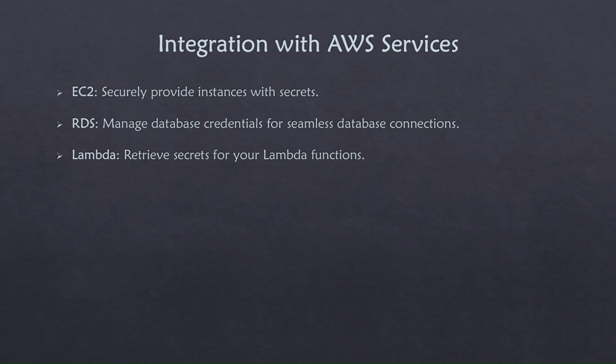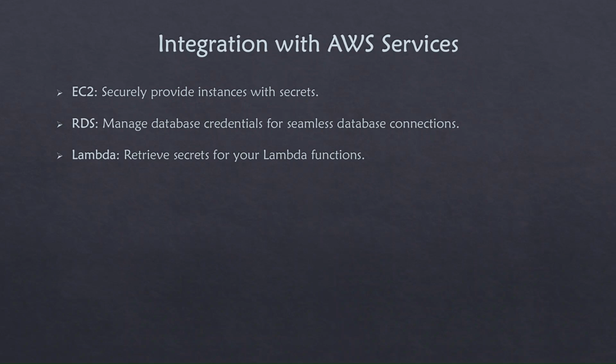The next we have is RDS. AWS Secrets Manager is commonly used to manage database credentials for Amazon RDS, that's Relational Database Service. It allows automatic rotation of the database password, ensuring secure and seamless database connections without requiring manual updates to credentials. Applications can fetch the latest credentials from Secrets Manager, ensuring the data access remains secure and up to date. And we have Lambda.